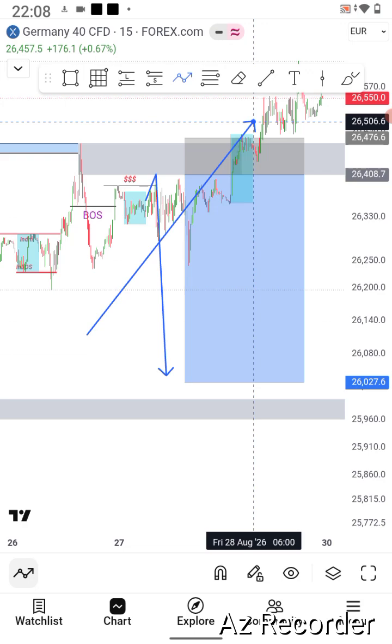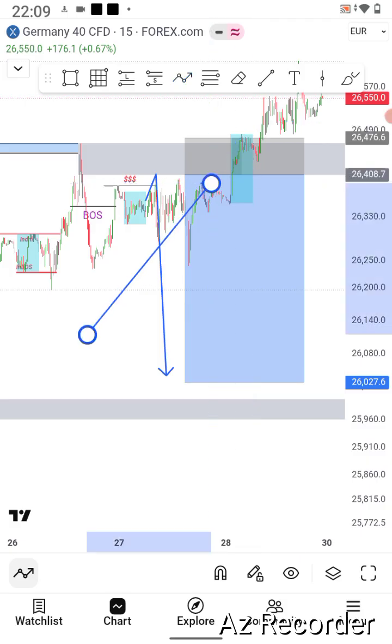Okay, so I've made a video on how to know an order block that is going to hold. Go and watch it, to save a lot of time. This saved me a loss.